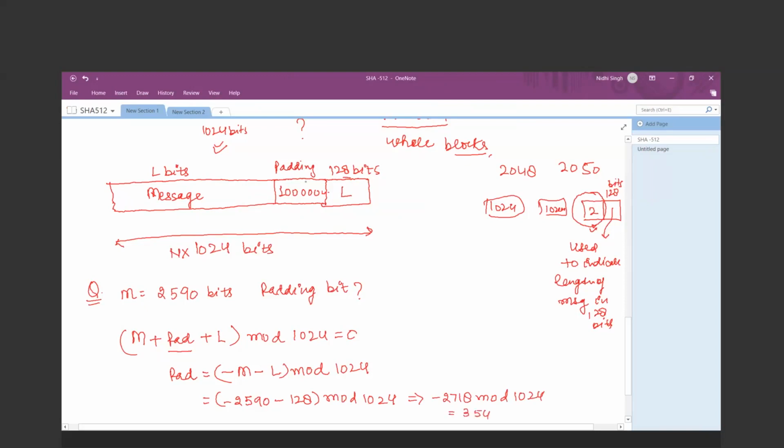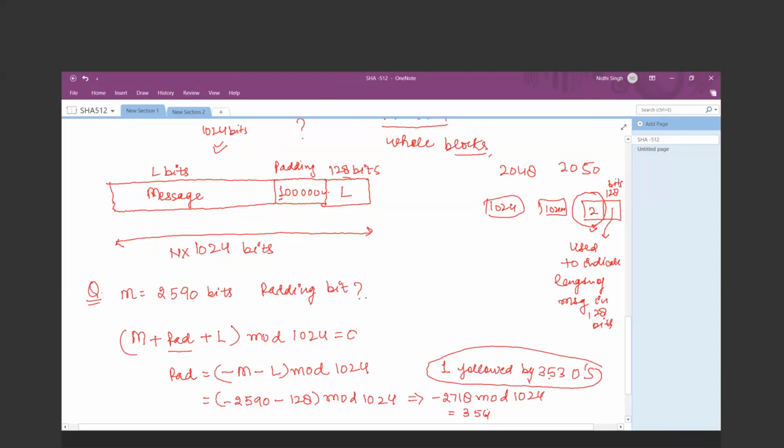Now, what is the representation of the padding? Padding is 1 followed by 0s. So in order to represent 354 bits, we fill the first bit with 1, followed by 353 zeros. Simple. Brother, the padding has to be 354 bits, so I took the first bit as 1, as depicted here, and followed by how many remaining bits? 353. Total is 354.